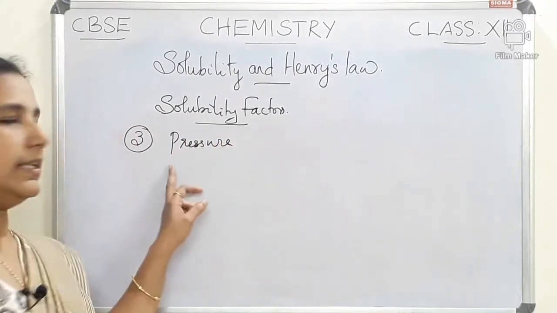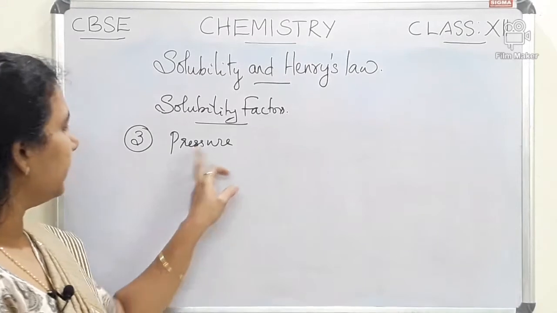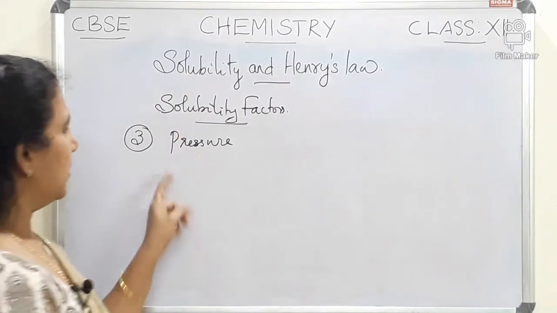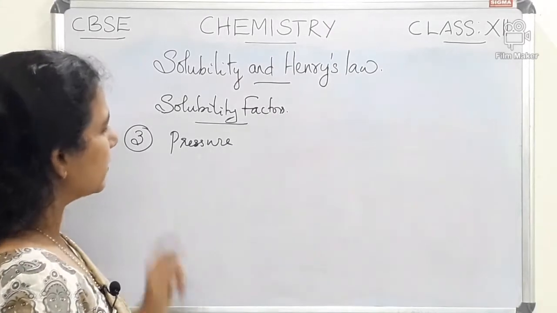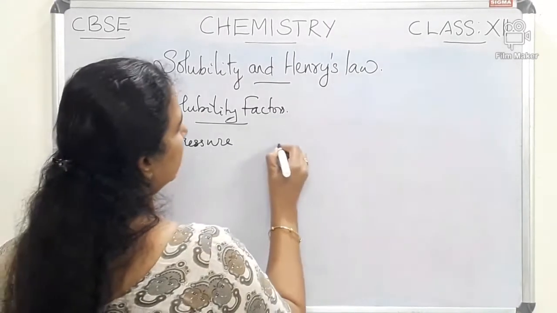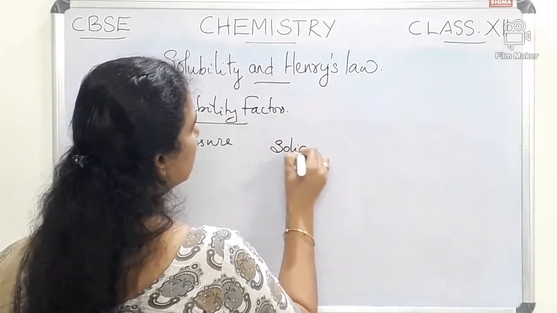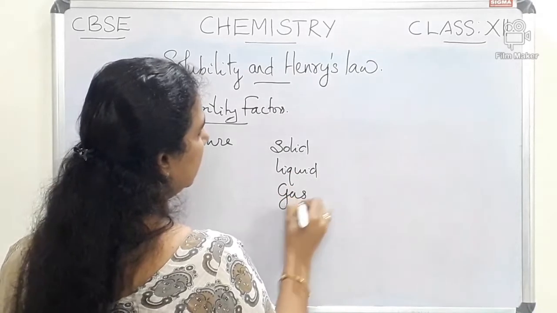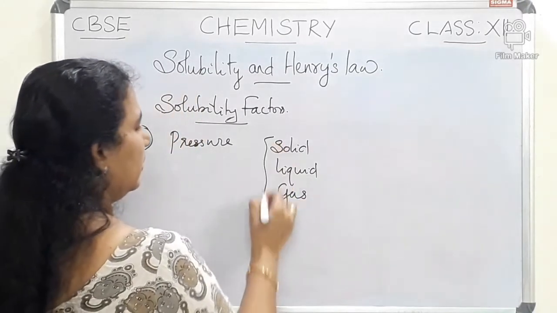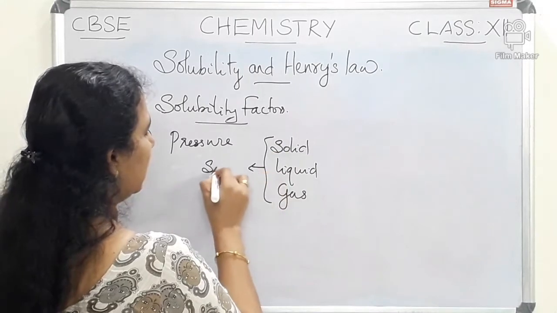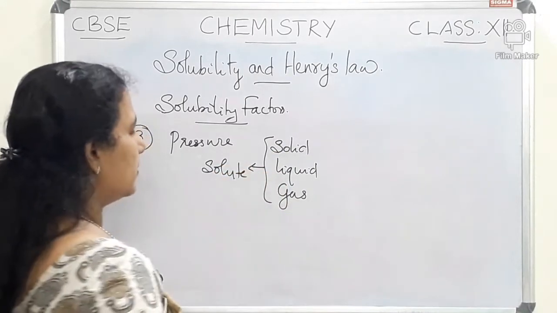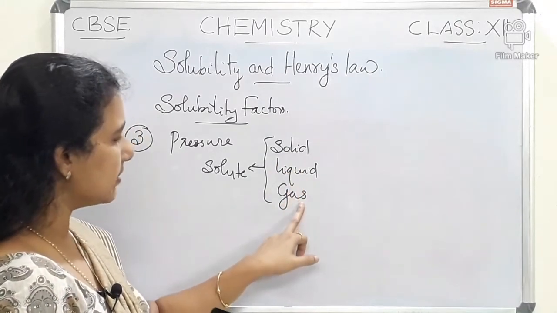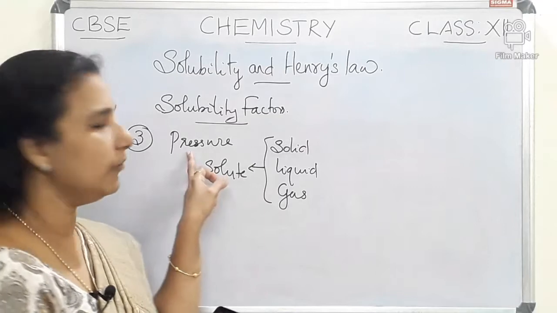Now the third factor which affects the solubility is pressure. So pressure has an effect on the solubility of a substance. So what happens when pressure increases or decreases? Let us consider different solutes, that is, it may be solid, it may be liquid, or it may be gas. So in the case of solid solute, liquid solute, or gaseous solute, we have to check what is the effect of pressure.